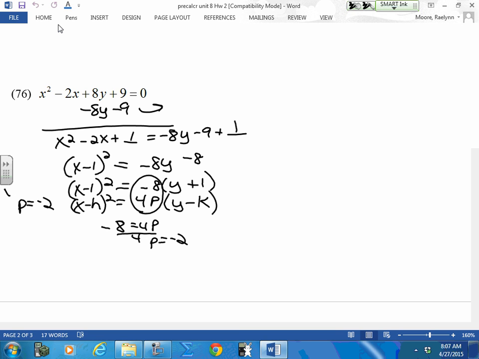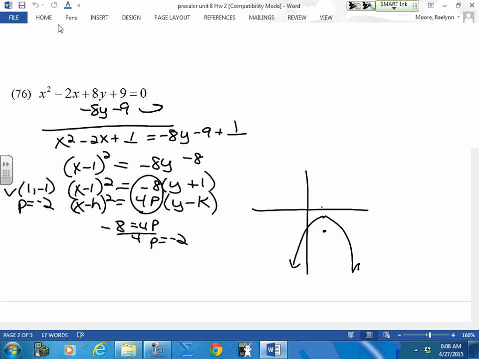Write your information down along the side. What's your vertex? Alger, what's your vertex? 1, -1. Boys in the back, you good with this? 1, -1? Okay, so we sketch. We know it's going to open down. 1, -1. It's opening down.